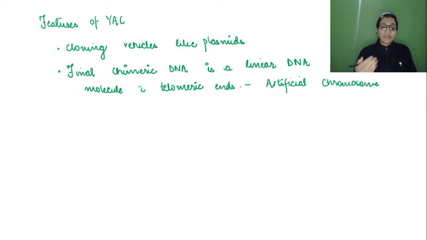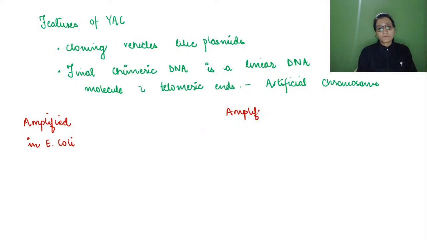Now, it can be amplified in E. coli and it can be amplified in yeast, because we have seen that it's a shuttle vector. So what all things should you know when it is amplified in E. coli and what all things should you know when it is amplified in yeast? So we'll be making two categories. Amplified in E. coli, and here amplified in yeast.